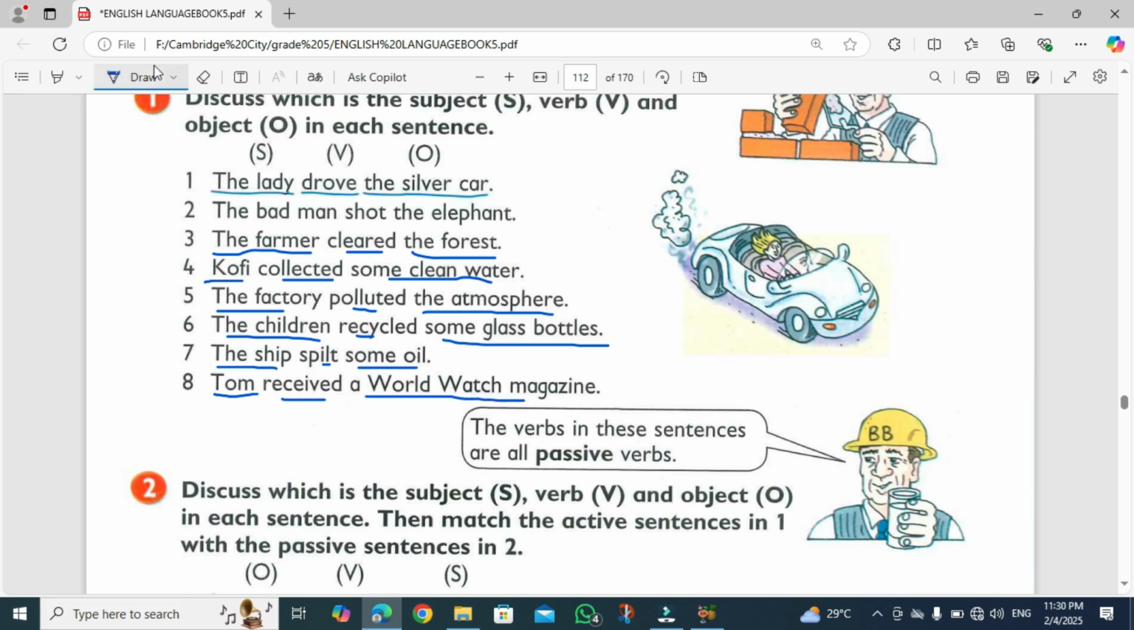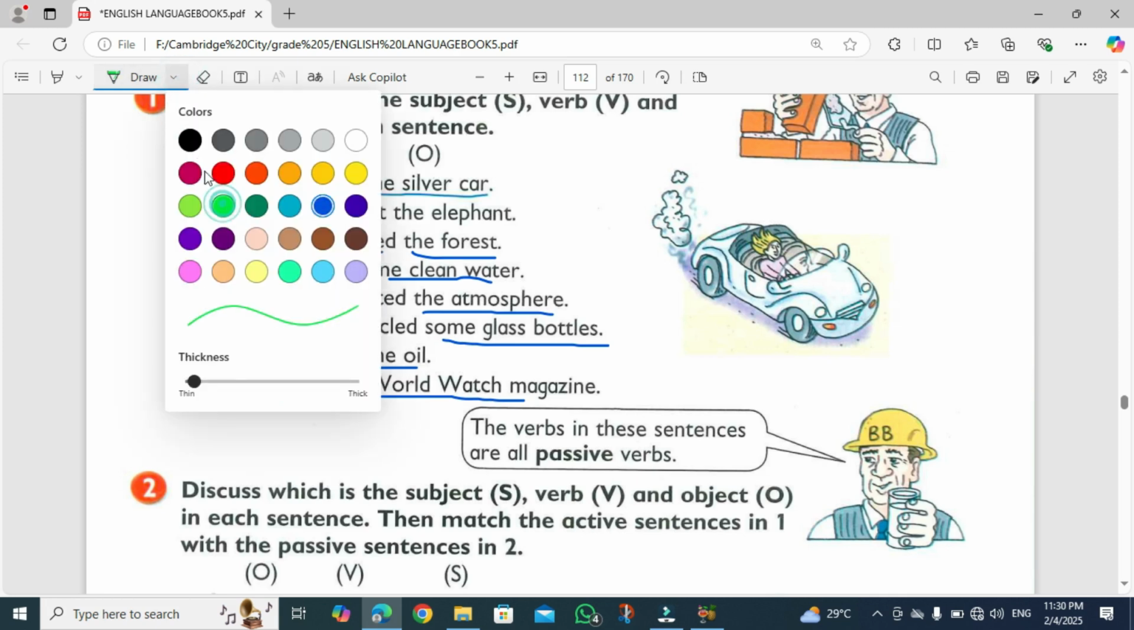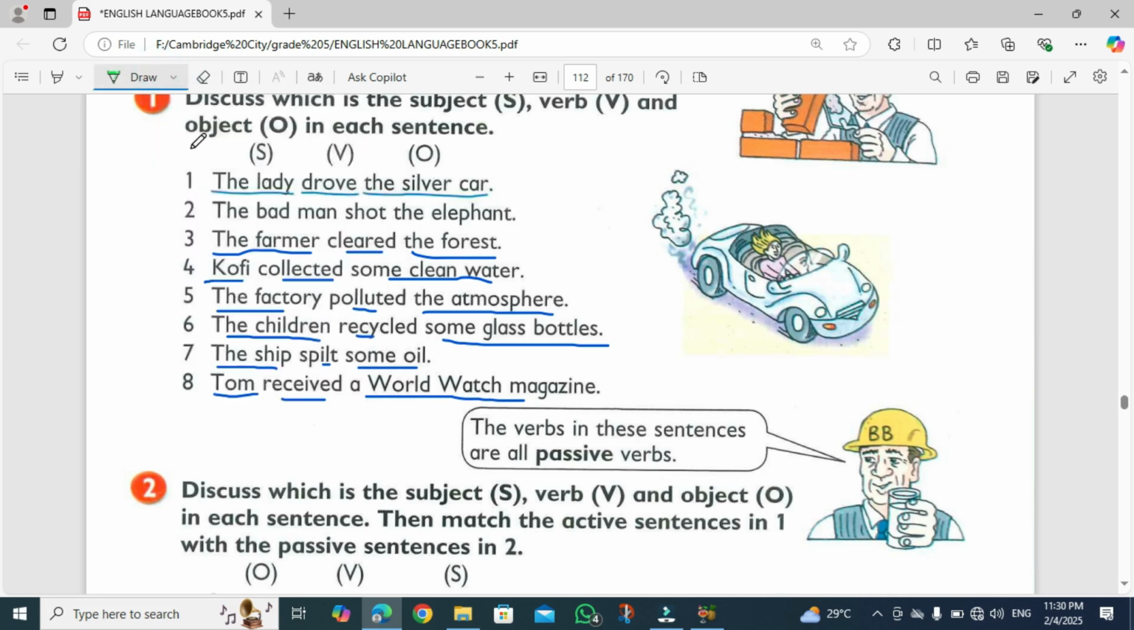If you notice, all the sentences here are active. How? Because the subject is first, the verb is second, and the object is third.